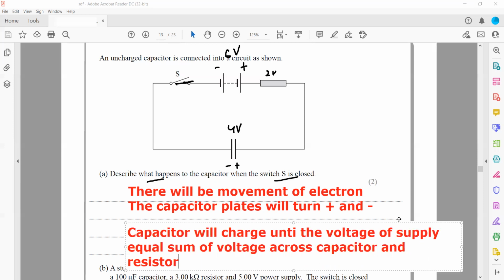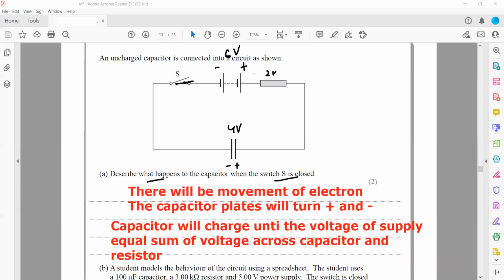this circuit, then what happens? Example, this was not there, and this was a complete connection here. In that case, the capacitor will continue to charge until the voltage of the capacitor is the same as the voltage of the supply. But because there is a resistor also connected, the capacitor voltage cannot be the same as the voltage of the supply, as some of the voltage will drop across the fixed resistor.